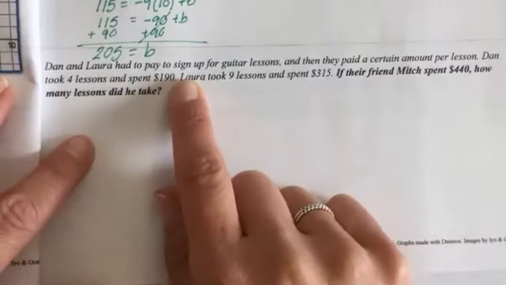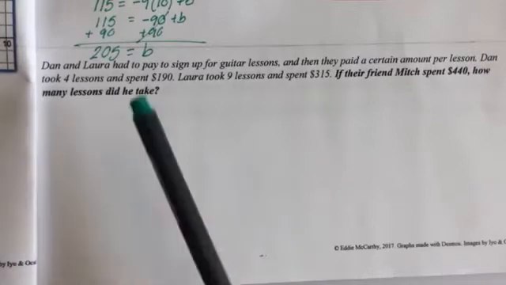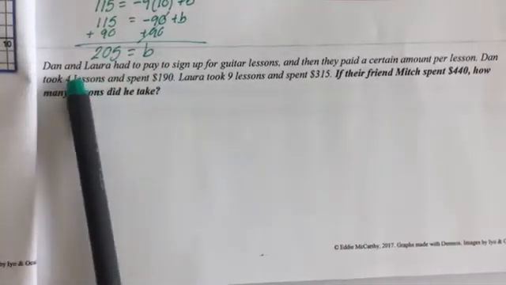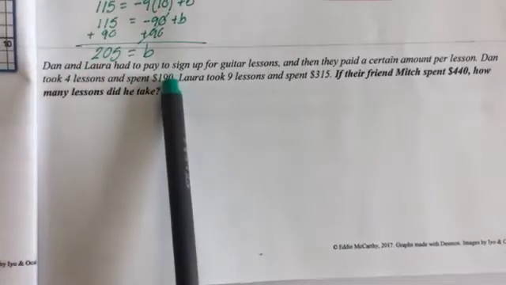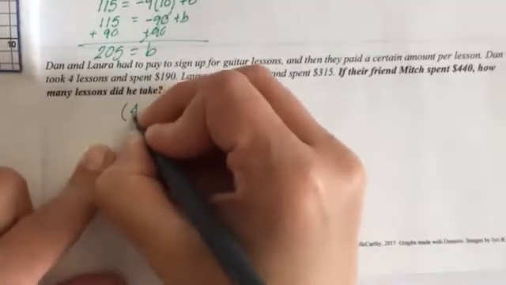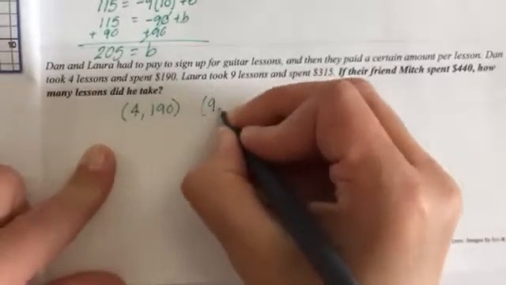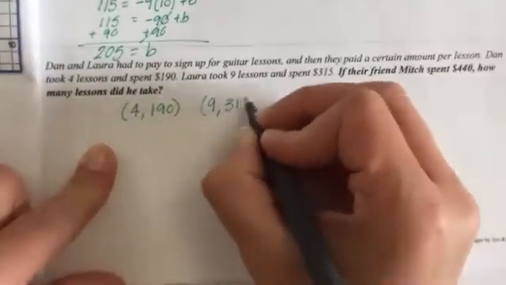Dan and Laura had to pay to sign up for guitar lessons. So you have to sign up and then you pay a certain amount per lesson. Dan took 4 lessons and spent 190. So the input would be your 4 and the output would be the cost of 190. So right away, I know my two ordered pairs are going to be 4 and 190. And then Laura, she took 9 lessons and spent $315.